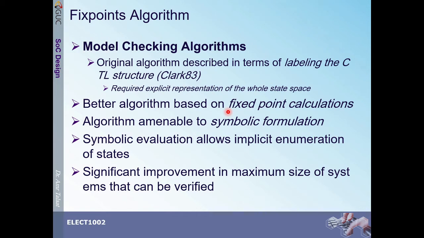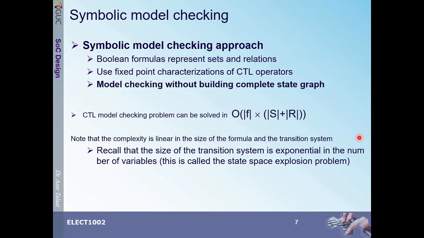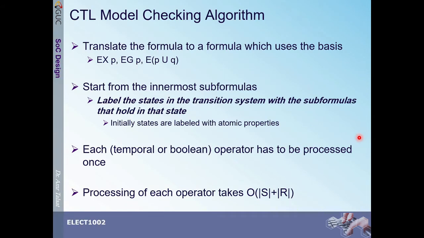Anyway, we are based on this fixed point calculation, the algorithm called symbolic model checking or symbolic fixed point algorithm. The symbolic evaluations allow us to enumerate the states and decrease the complexity. How we do so, let's think about it like this. First, we need to recall that these are the kinds of formulas we got: EX of p, EG of p, E of p until q, and so on. If we have an E, usually processing these operators will take the size of S, which is the number of states plus the number of transitions between states. This is the complexity.